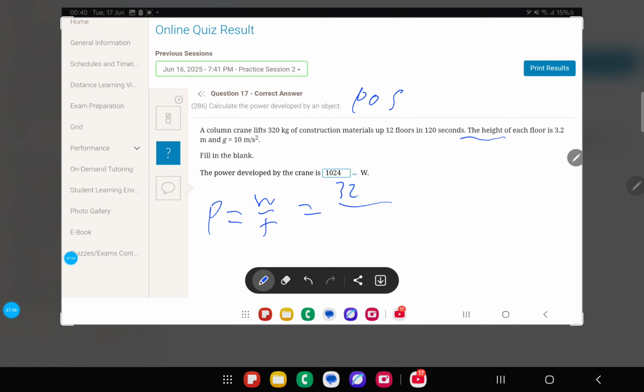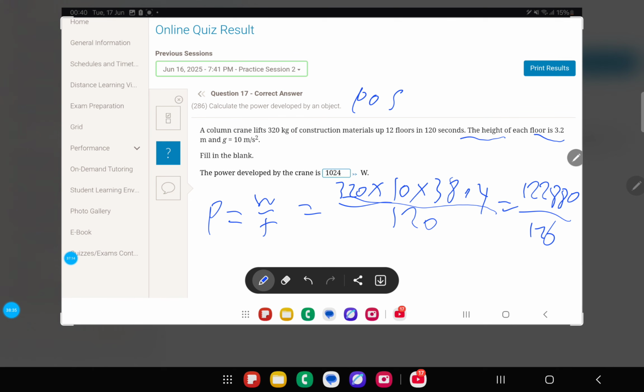So you do 320 times 10 times the total height. You don't put 3.2, that's only the height of each floor, one floor. So you want the total height of all 12 floors. So you multiply 3.2 times 12 equals 338.4, over time in seconds, 120. You multiply all of this together, you get 122,880 over 120. Divided by 120, you get 1024 watts.